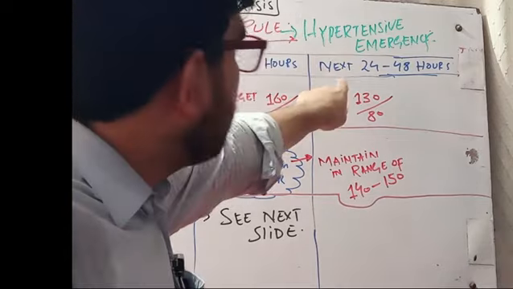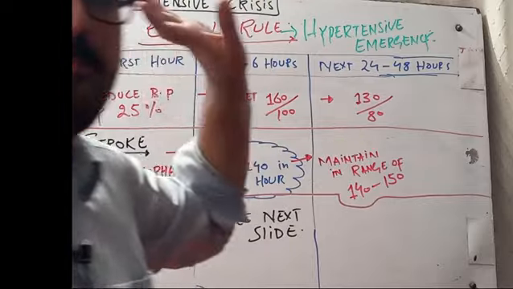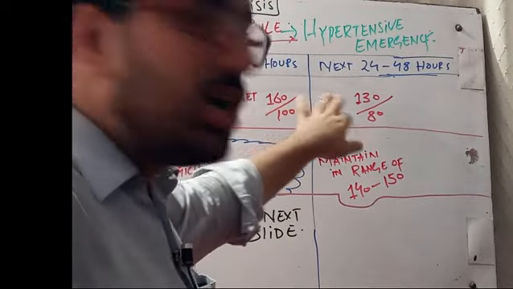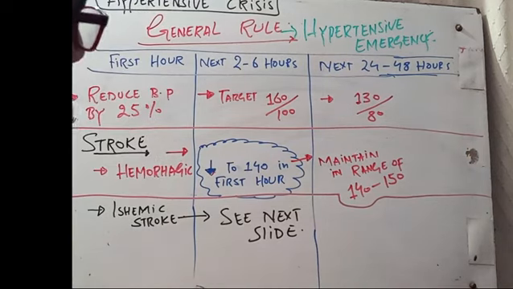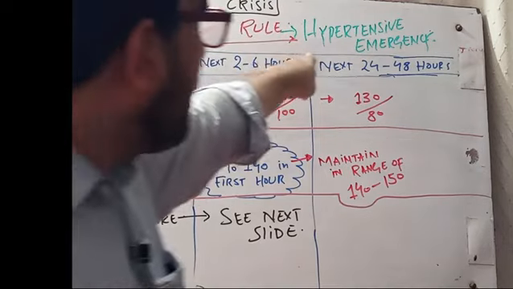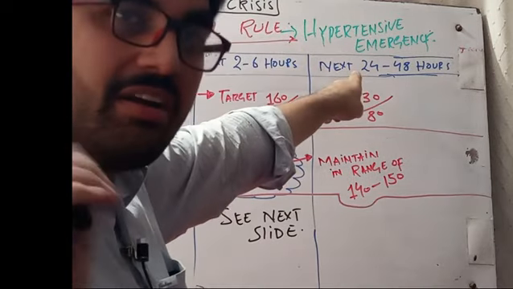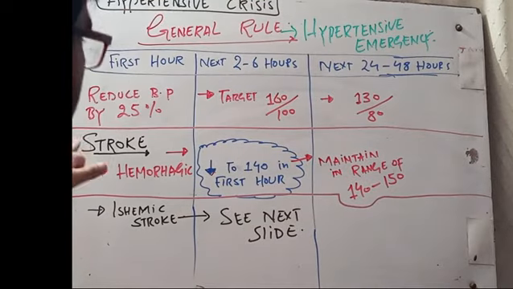Then in the next 24 to 48 hours, you should reduce the blood pressure to 130 by 80. Because with end organ damage, our target is 130 by 80. Without end organ damage, the target is 140 by 90. But we are talking about hypertensive emergency, that is end organ damage. So we should follow this algorithm. The guidelines for the stroke are different.